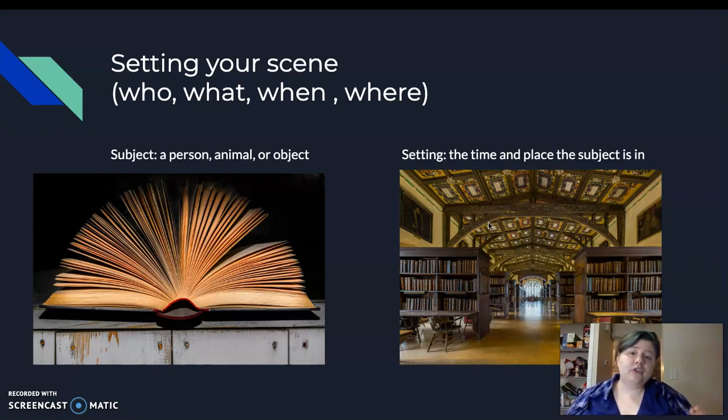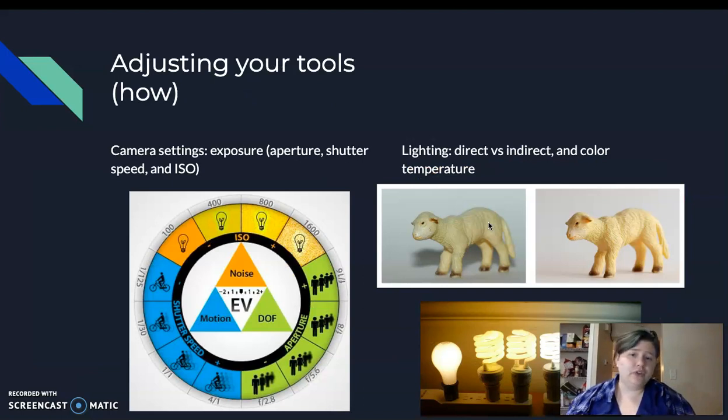These are the kind of things that you consider as both an artist and as a consumer. So, the setting you're seeing, who, what, when, and where. So, what is your subject? Where is it happening? Next up, we've got adjusting your tools. This is one that we'll delve into a little bit deeper again, probably next week. The first part is your camera settings.